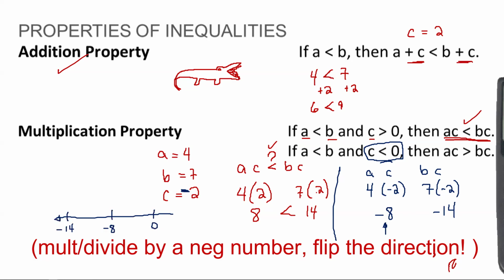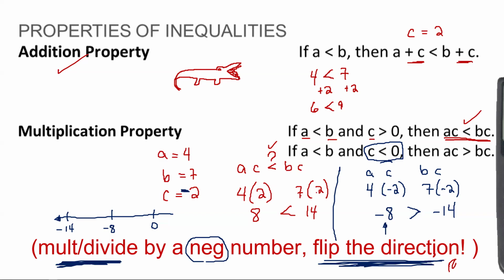It's farther to the left. So the 8, negative 8 is the bigger one. I've got to turn the alligator around, and he's going to chomp on negative 8 there. The trick to this is anytime you multiply or divide by a negative number, then you have to flip the inequality sign around. Okay? And that's the easiest way to think about it that I know of right there.